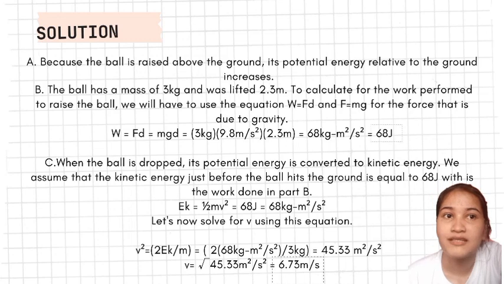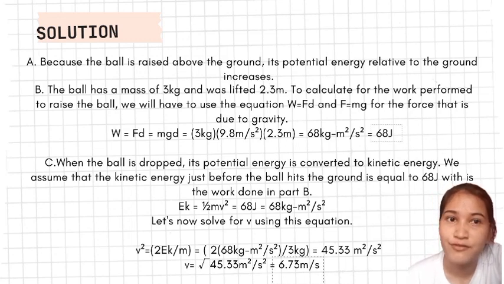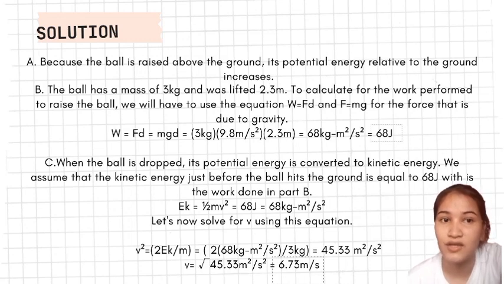Derive the formula to solve for V. We'll have V squared is equal to 2EK over m. Substitute all values to the formula. We now have the answer 6.73 meters per second, which is the ball speed before it hits the ground.